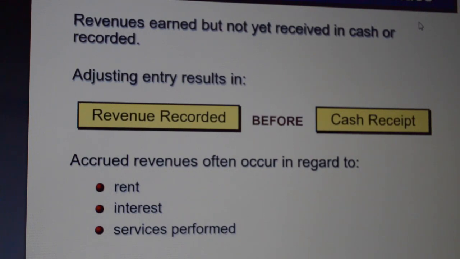Adjusting entries for accrued revenues. Revenues are earned but not yet received in cash or recorded. The adjusting entry results in revenue recorded before the cash is received. Accrued revenues often occur in regard to rent, interest, and services performed.